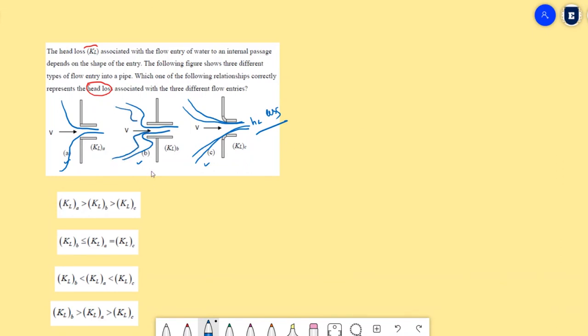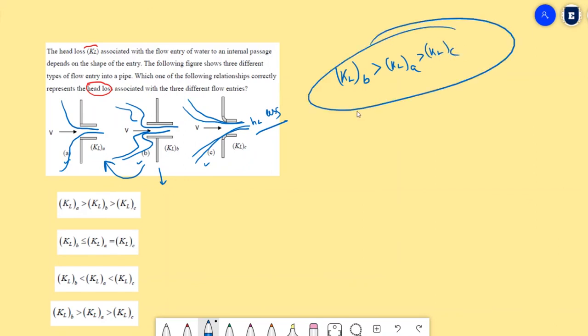So obviously, head loss in case of B will be more compared to all the other cases. Maximum head loss will occur in B. Next to B, it's going to be A, and next to A, it will be C. So C is going to be the minimum one. So the correct answer was BAC, which is option D.